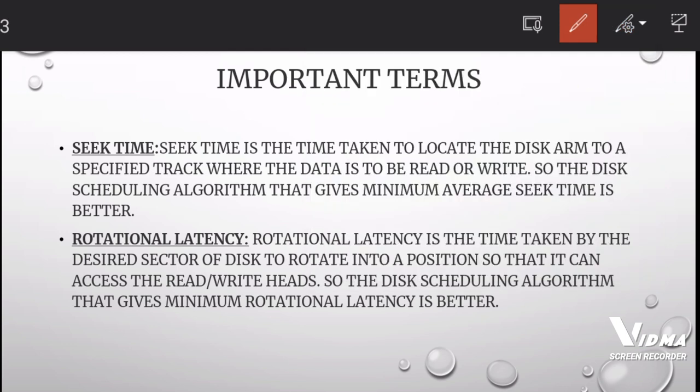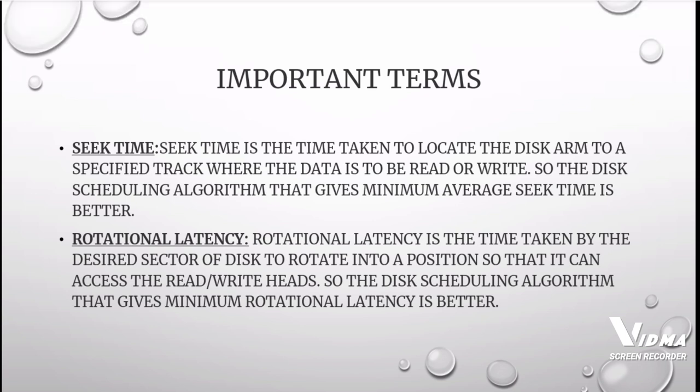Second point is rotational latency, or we can say rotational delay. Rotational latency is the time taken by the desired sector of the disk to locate into a position so that it can access the read-write heads. So the disk scheduling algorithm that gives minimum rotational latency is better. In simple words, the time taken by a desired sector of the disk to locate itself to the position where it can access the read-write head is called rotational latency or rotational delay.